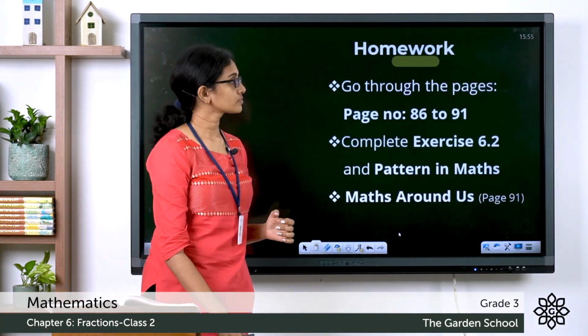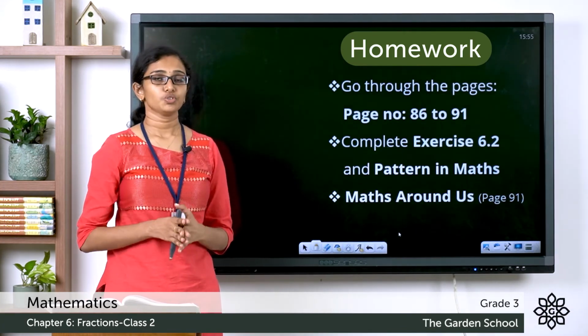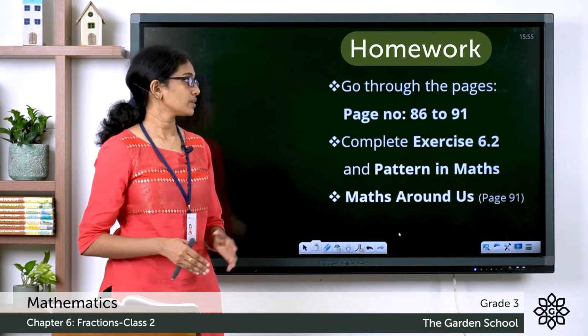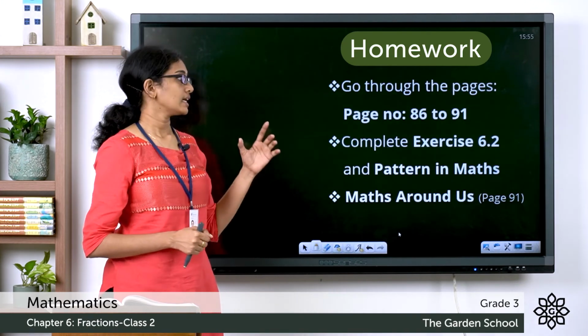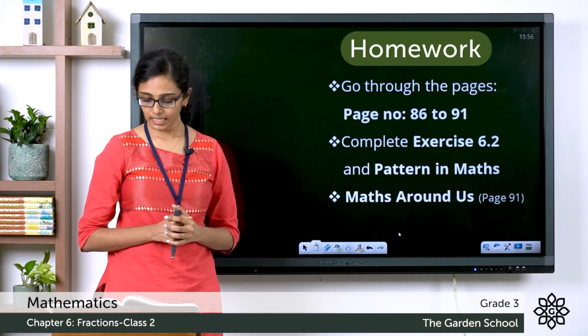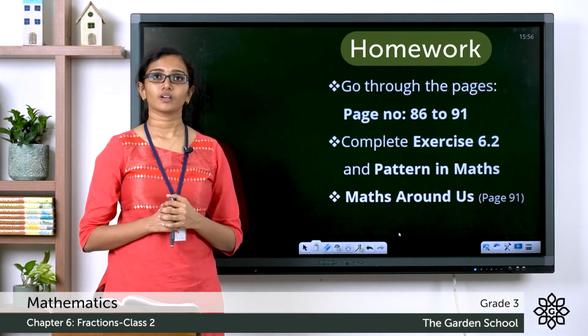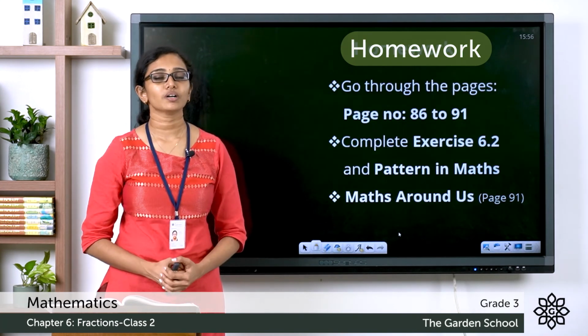Now children, you can go through the pages from 86 to 91, which have the topics that we learned today. Then you have to complete the exercise 6.2 and also pattern in maths. And in page number 91, you can see the heading maths around us. Go through that question as well and do accordingly.